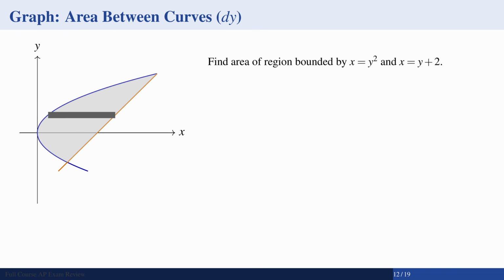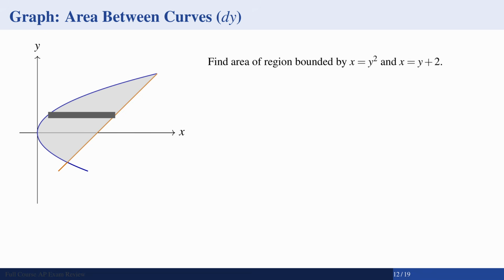All right, let's take a look at just another example using dy when we find our areas. So we want the region that is bounded by x equals y squared and x equals y plus 2. Obviously, if the problem is given to you where x equals and x equals, that's a huge tip off that you should be using dy for this problem. Y is actually the independent variable in this case.